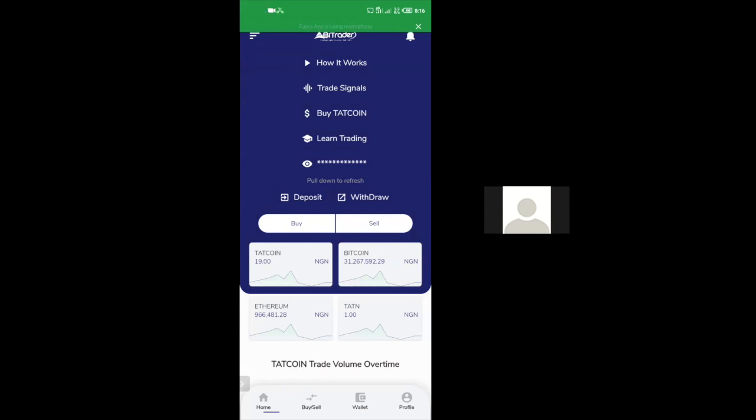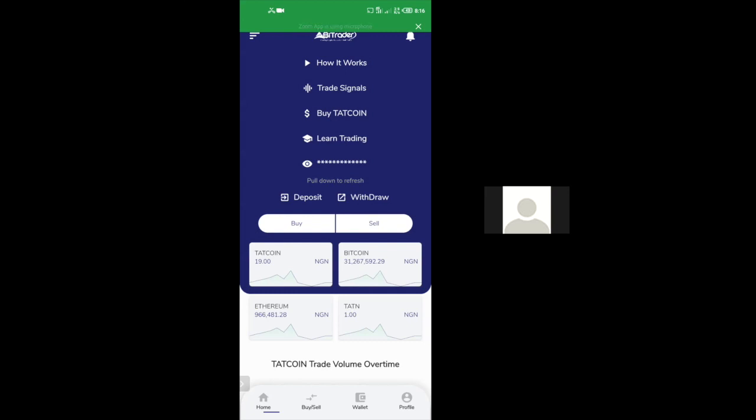So good evening once again, everyone, and welcome to the peer-to-peer lectures on ABiTrader App. This evening, we are going to be learning the basics and fundamentals of how to buy and sell using the ABiTrader App.